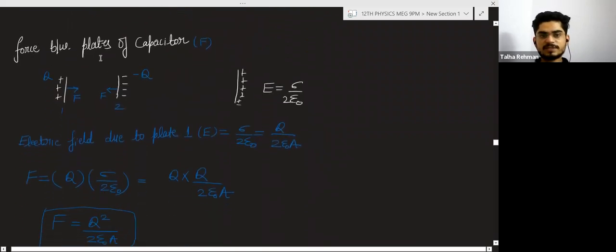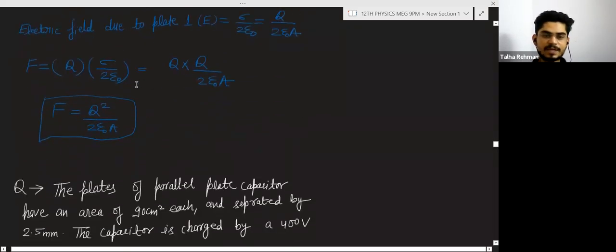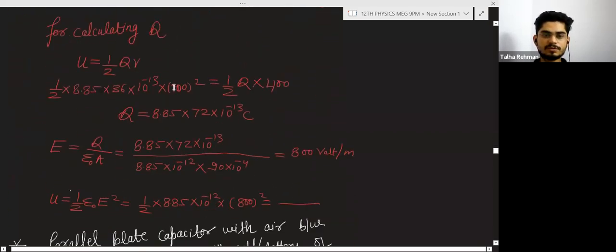And there is the topic of force between plates of a capacitor. I told you that between the plates of the capacitor the total electric field due to both plates is sigma by epsilon naught. If we have the electric field, we can calculate the electric force. We have done some numericals also.